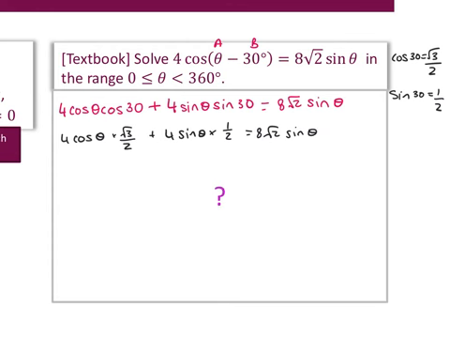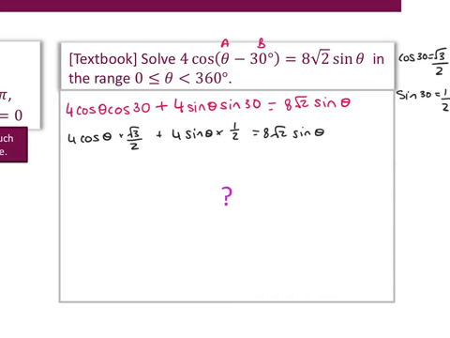So now what I'm going to do is simplify each one of these. Normally I'd do this in my head and I wouldn't write the step down, but I think it's good for you to see how we've done that. So root 3 over 2 times 4 is going to be 2 root 3 cos theta plus 2 sine theta equals 8 root 2 sine theta.